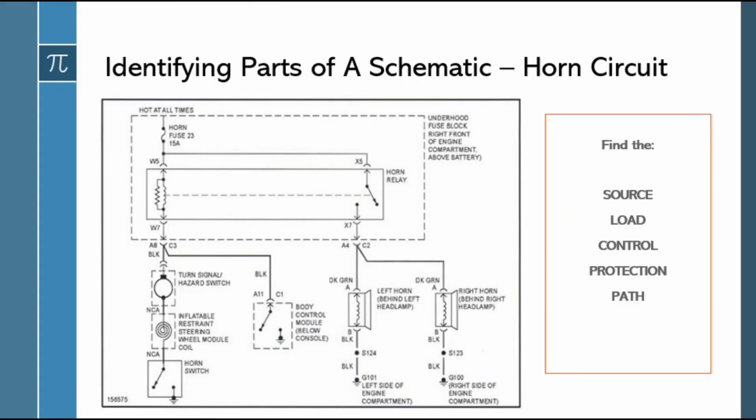So let's make sure we remember how to identify parts of a schematic. If I want to find the source, I see the words hot at all times. That means there's a battery up here somewhere. And we're doing the horn circuit. So where's the load for a horn circuit? We have a relay. And if I look down on the left side, I have some other stuff. I see a switch, which I'll come back to in a minute. But when I look over to the right is where I actually see my horns, my loads are here.